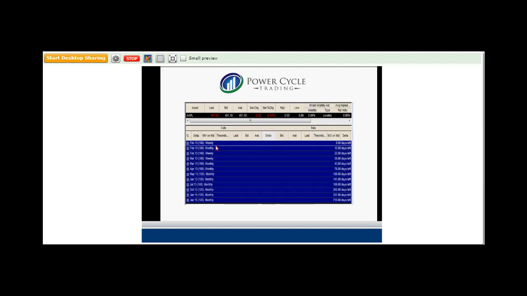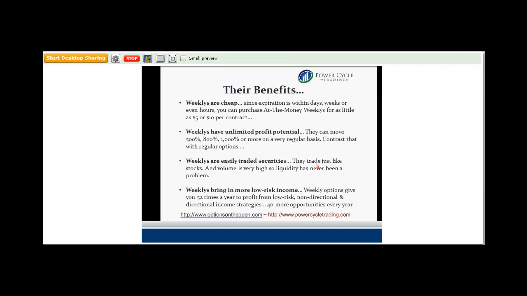So here's just an example to show you. For Apple, you've got 5 consecutive weeks. Every week you've got it broken down for a weekly option, so you don't have to go 30 days out or 60 days out. You can go each week out if you want.